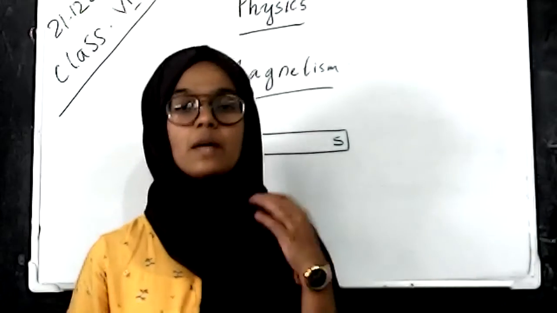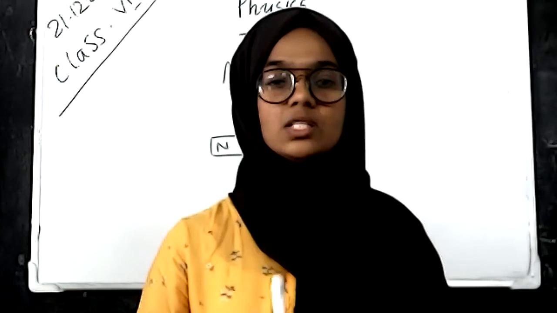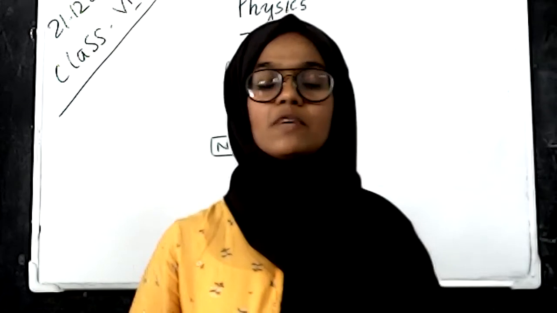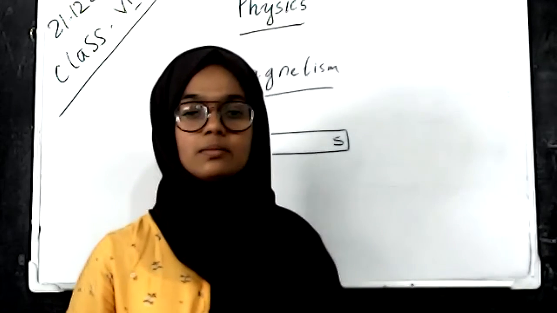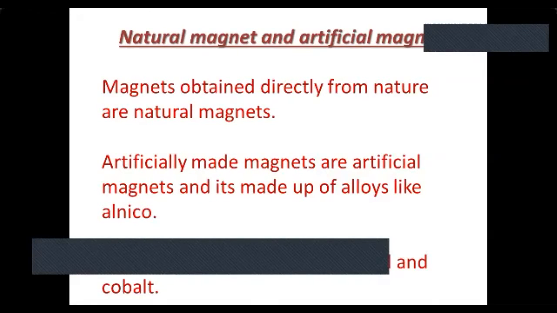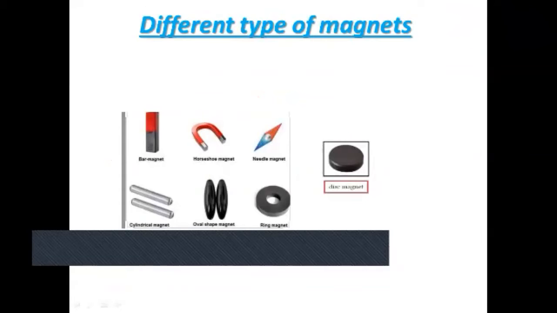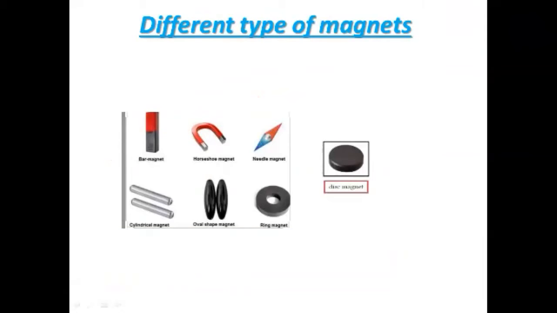There are different types of magnets based on their shapes. So first of all, we have to discuss the different shapes of magnets through a slide. Next. Different types of magnets. In this figure: bar magnet, U magnet, cylindrical magnet, disc magnet and ring magnet. All these are based on their shape.